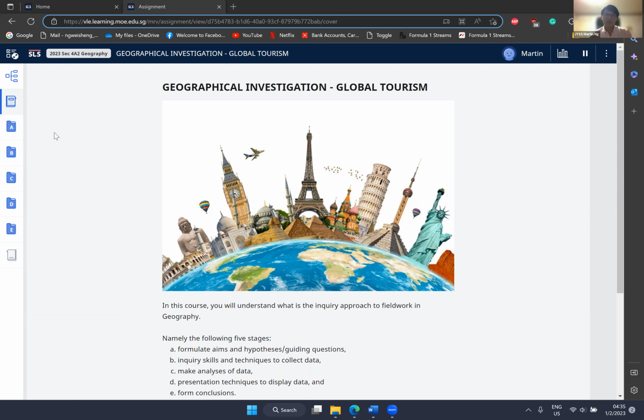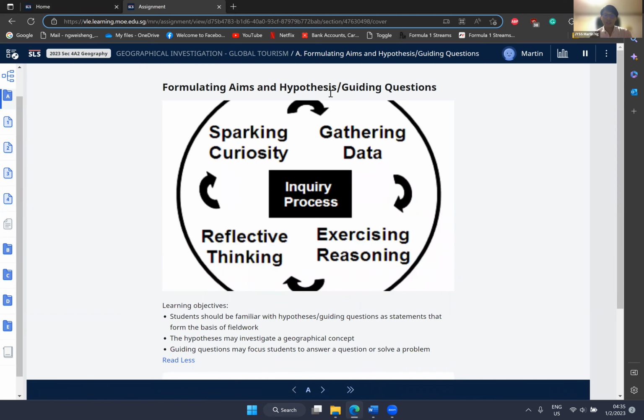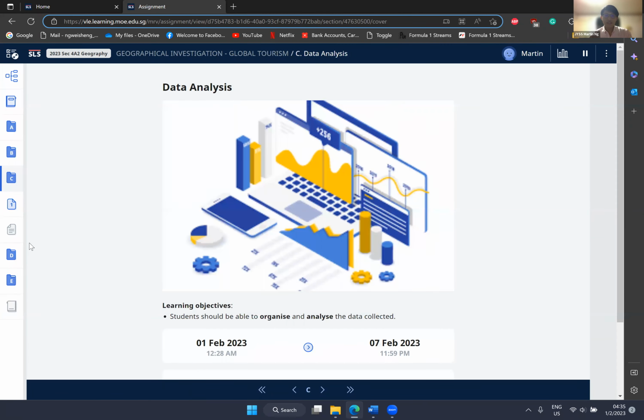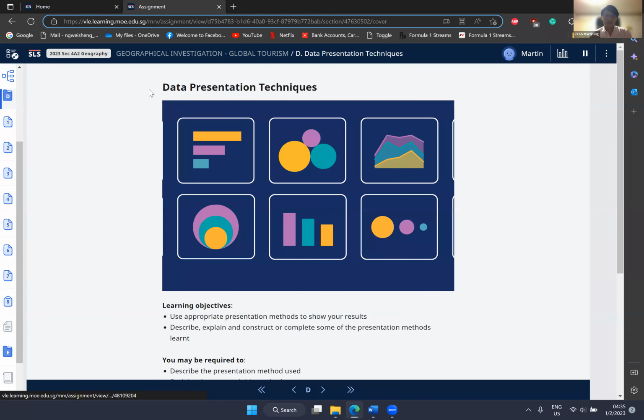And before we go through our GI practice, I would need all of you to have completed our SLS lesson all the way from section A to section D. All right, so you should have gone through formulating aims and hypotheses, data collection, data analysis, as well as data presentation technique. Because for this GI practice number 5, you would need knowledge on these 4 sections in order to help you to answer the practice questions.